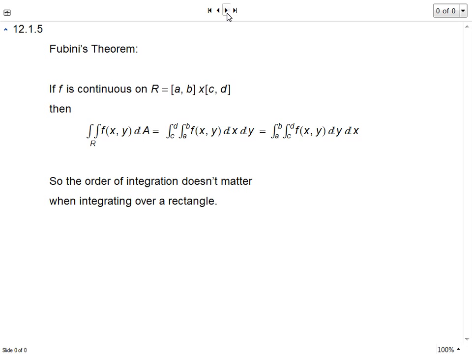Oh, yeah, it wouldn't work if you're not over a rectangle. If you're over a triangle, then we're in 12.2. Yes.